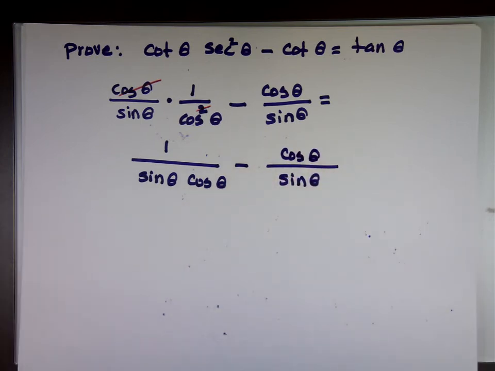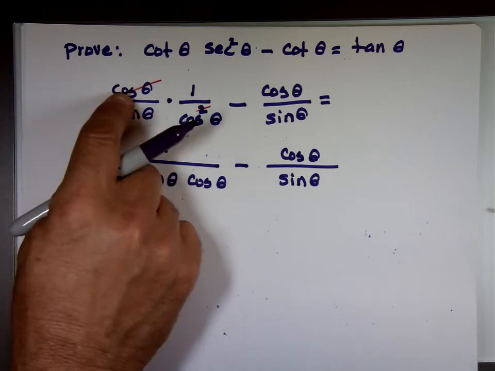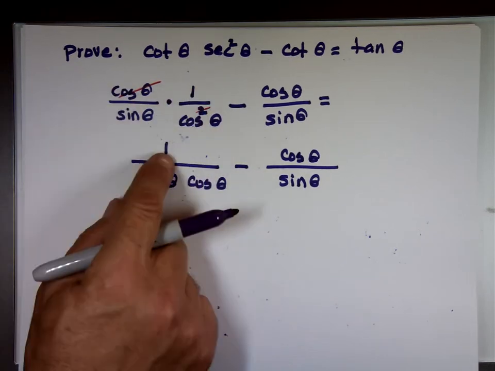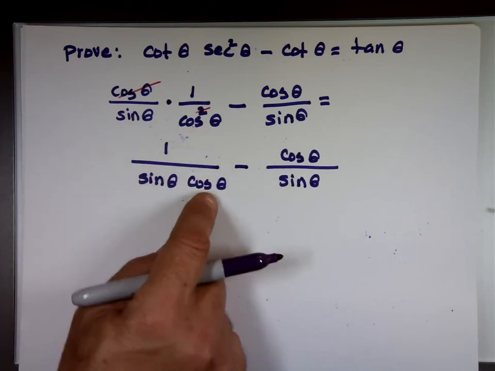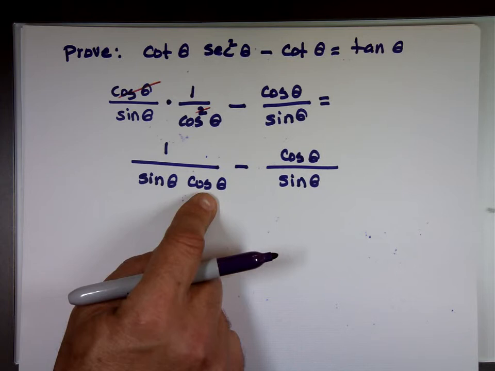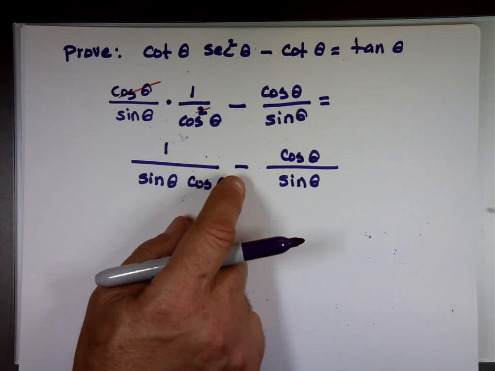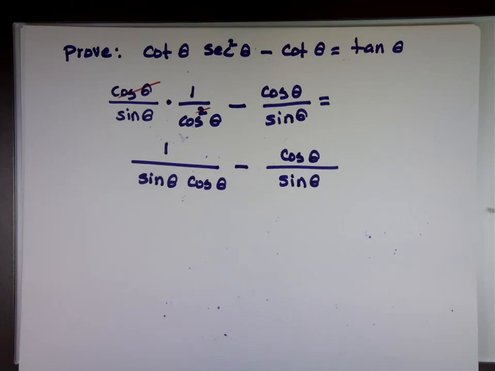When you cancel, that's a 1. 1 times 1 is 1. Sine times cosine, sine cosine. Oh, you've already multiplied them. Yep. Don't get me confused. Doesn't take much to get me confused. Minus the cosine over sine.